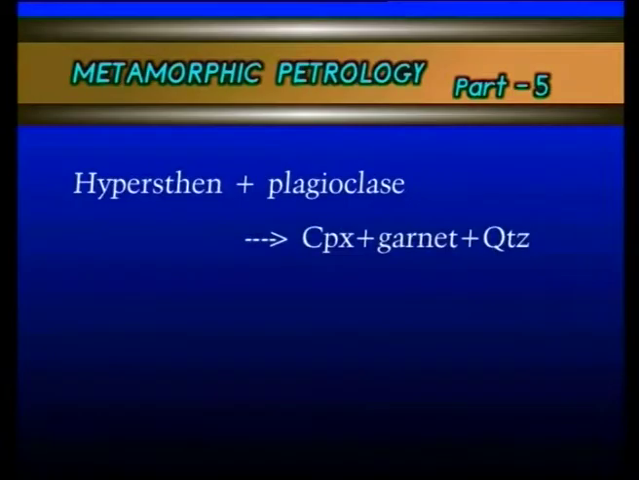If you see reaction rims, then normally the phenocryst has surrounding reaction rims. Let us see the thin section textures on the screen, where hypersthene and plagioclase react and give rise to garnet plus CPX plus quartz. Here we can observe the reaction rims between OPX and plagioclase as garnet.